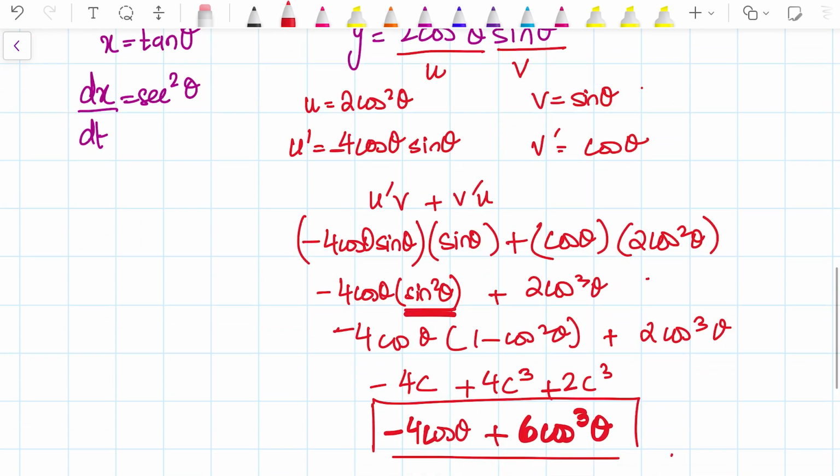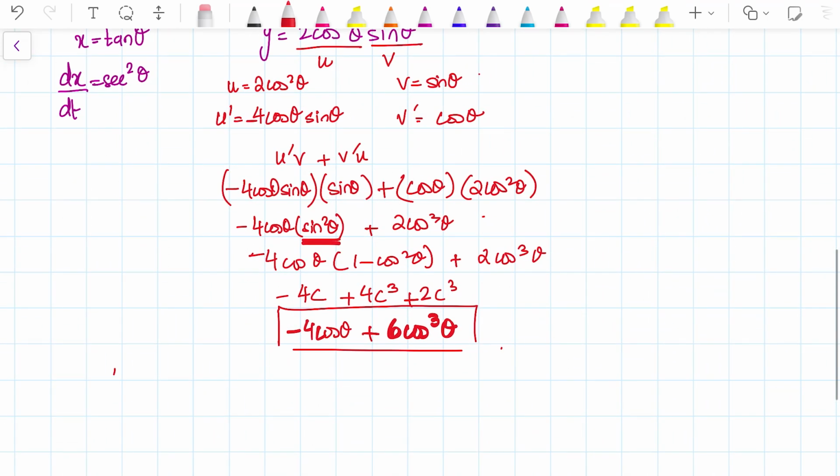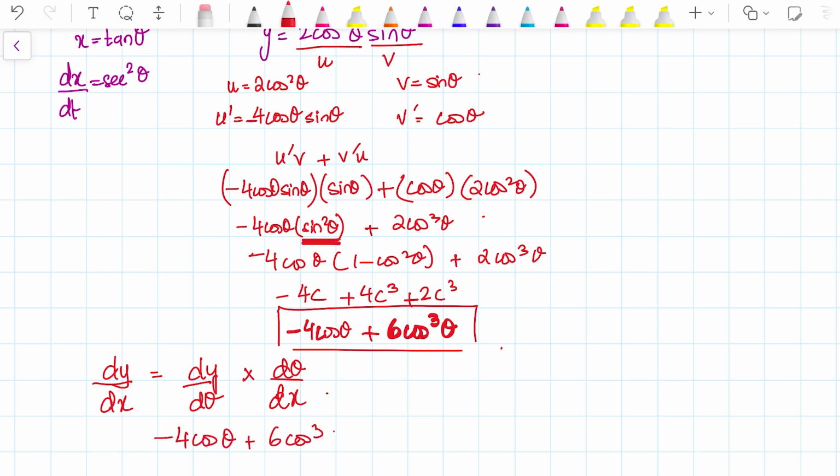Now, we have to find out dy upon dx. Dy upon dx is equal to dy upon d theta into d theta upon dx. What is dy upon d theta? This is minus 4 cos theta plus 6 cos cube theta, multiplied by d theta upon dx. So dx upon d theta is going to be 1 upon cos square theta, so d theta upon dx will become cos square theta.